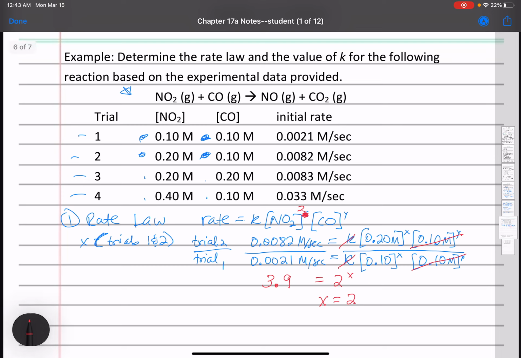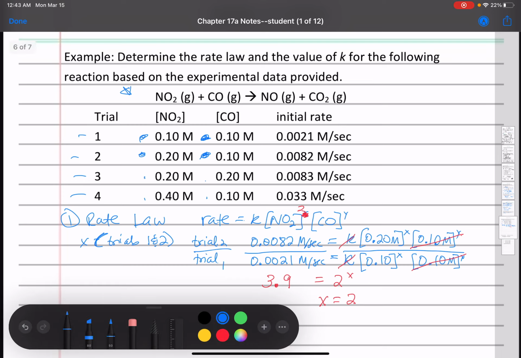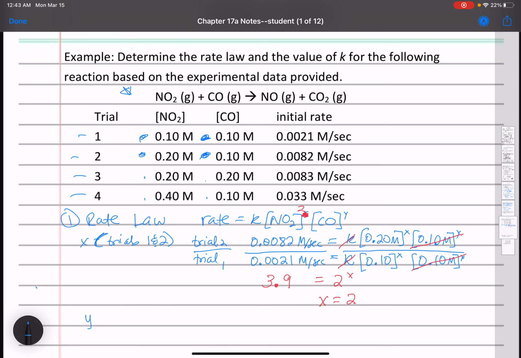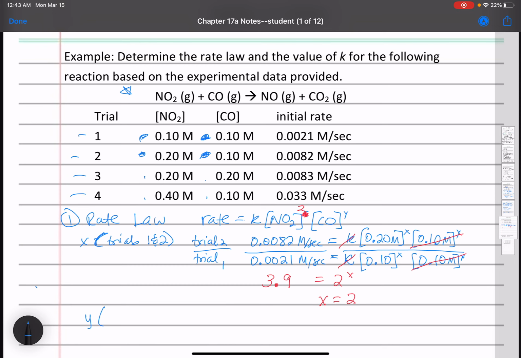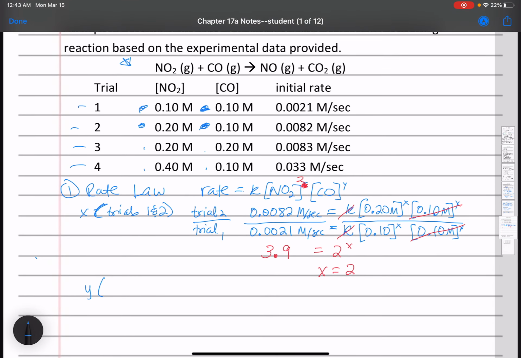Okay, now let's solve for y. We need to use trials now to solve for y where the carbon monoxide is different, but the nitrogen dioxide is the same. So I'm going to use trials 2 and 3.